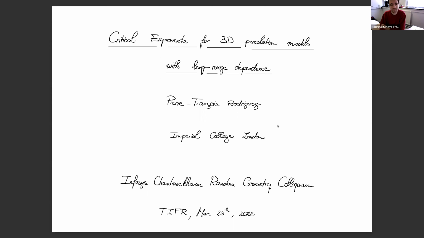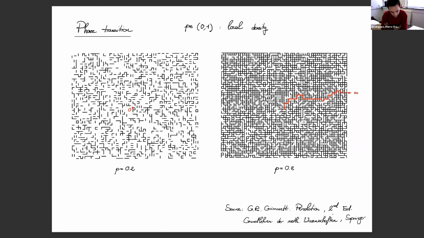Let's see if this is working. Let me start off with some classical things. Here is probably the simplest example of what you could call a second order phase transition. This is called percolation, and it goes as follows. You have a local density parameter, p, which is a number between 0 and 1, so this is a varying parameter. And then by some local rule, you decide to open either edges or vertices of some graph with probability p.